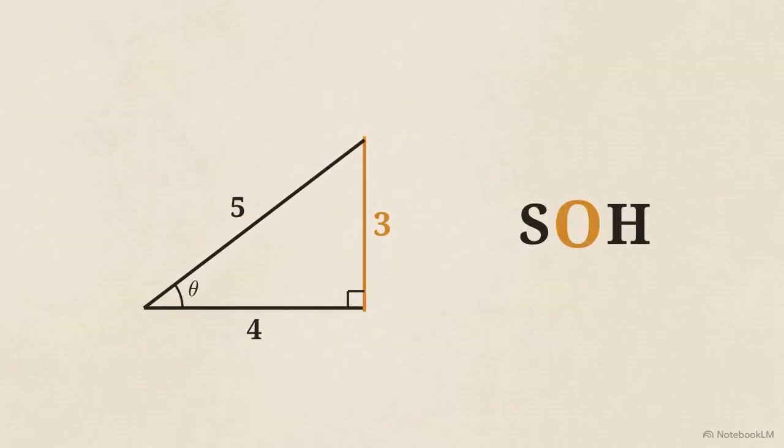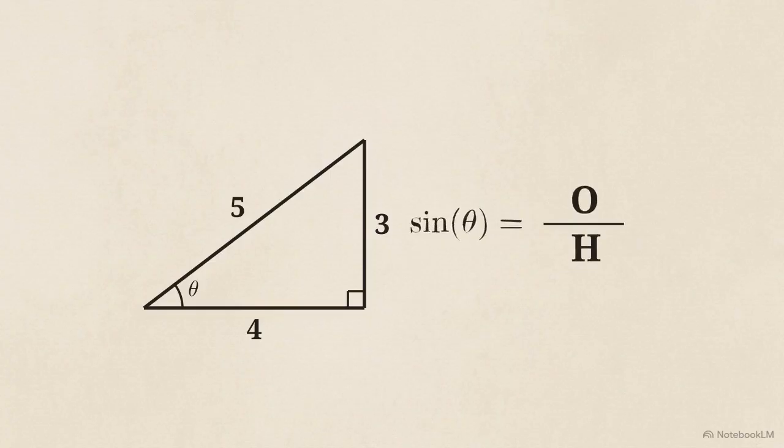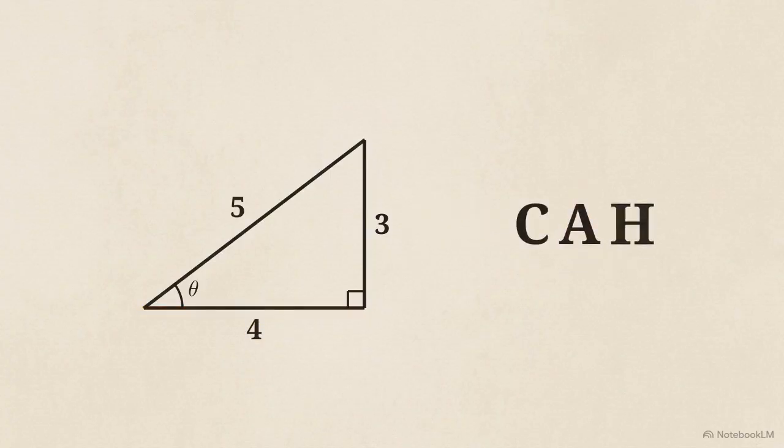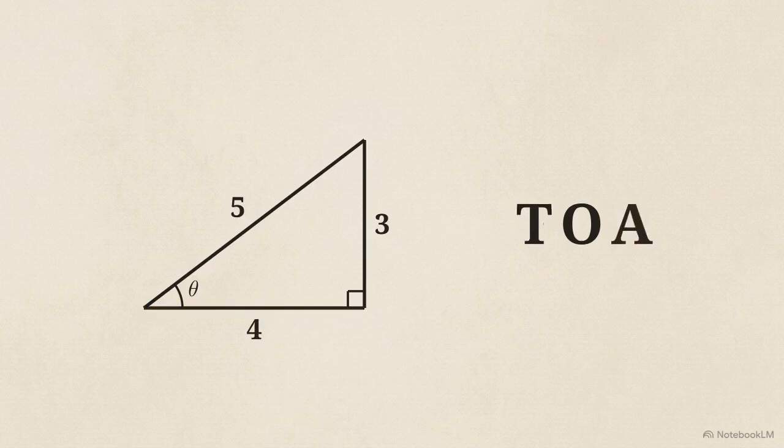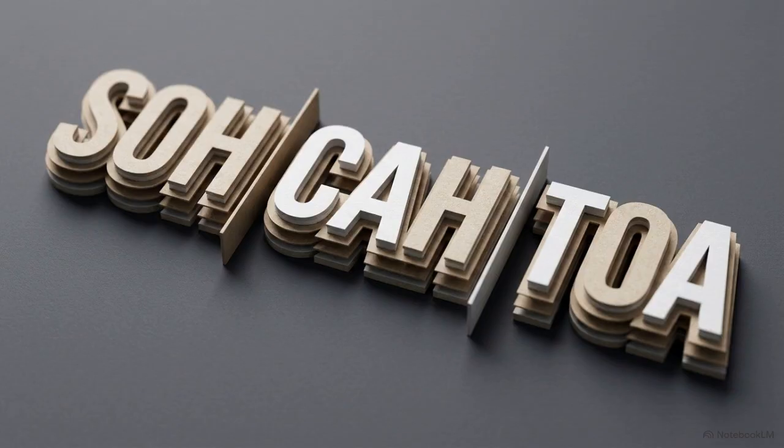SOH stands for sine, the opposite side divided by the hypotenuse, or 3/5. CAH is cosine, the adjacent side divided by the hypotenuse, 4/5. Lastly, TOA is tangent, the opposite side over the adjacent, giving us 3/4. This word removes the confusion of which side goes where.